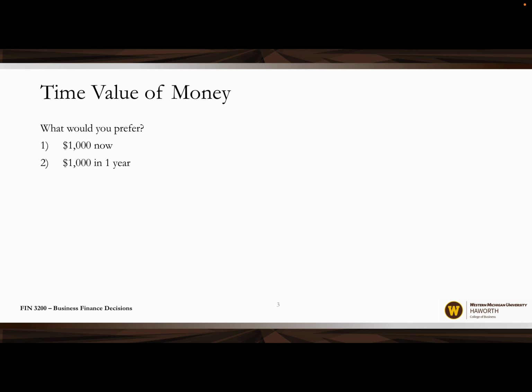So this is the basic question we usually ask when we cover time value of money. So what do you prefer? Think about the two options. You could get $1,000 now, or you could get $1,000 in year one. Usually in in-person lectures, I get a bunch of answers, all good answers.